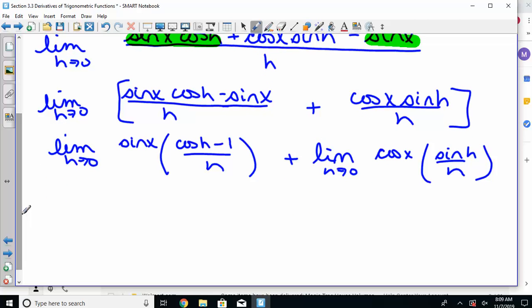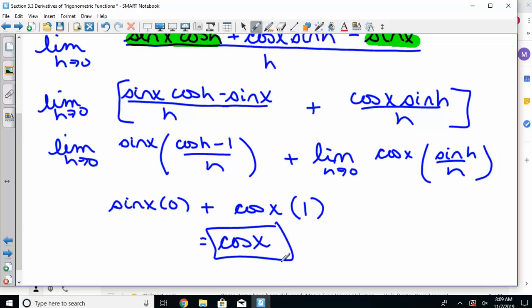We're trying to get to the point where we can plug in a 0 for h. If you look back, the last box we had yesterday, what is the limit as h approaches 0 of cosine h minus 1 over h? 0. So this is just sine x times 0. Over here, cosine x, that doesn't have an h in it, so it just gets treated like a constant. What's the limit as h approaches 0 of sine h over h? Look back at the first box we had yesterday. 1. And lo and behold, we get cosine x. So this actually can be proven using the definition of derivative.